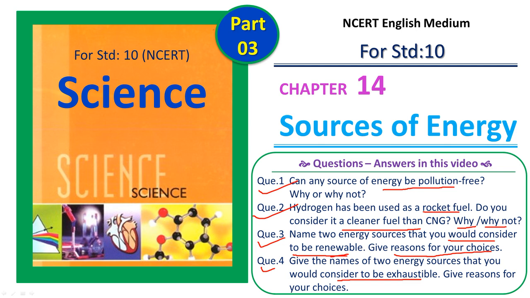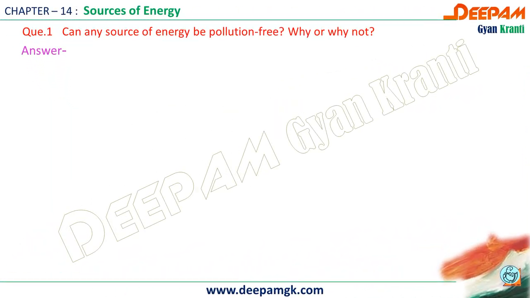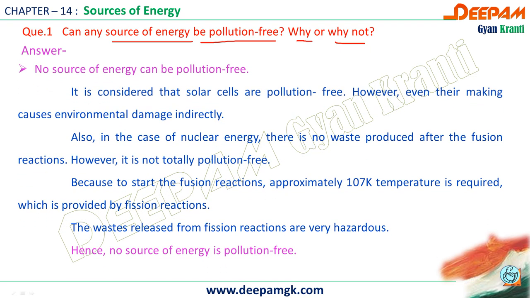Okay, without wasting time, we are going to start part 3 of chapter 14, Sources of Energy. The first question of today's video is, can any source of energy be pollution free? It means without any pollution. Why or why not? Simply, we know that not every source of energy is pollution free, and that is why the first sentence of our answer is: no source of energy can be pollution free. Okay, that is the first line of the answer to this question.